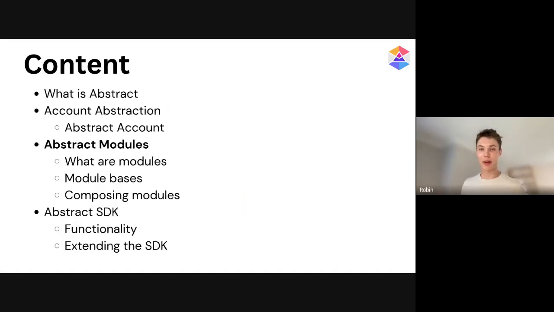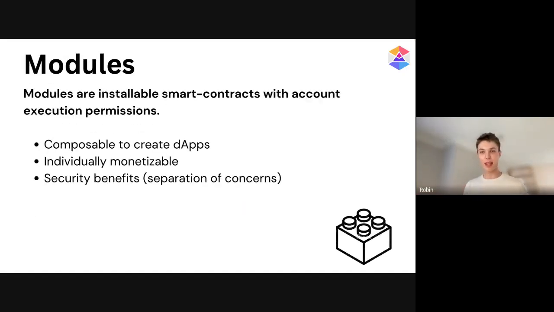So next, I'd like to talk about the abstract modules. Abstract modules are installable smart contracts with account execution permissions. So these are individual smart contracts that have the permission to execute commands on the smart contract wallet. In the future, this could be a role-based approach where you specify what kind of messages can be executed by the smart contract. But for now, it's just a general permission to execute messages.